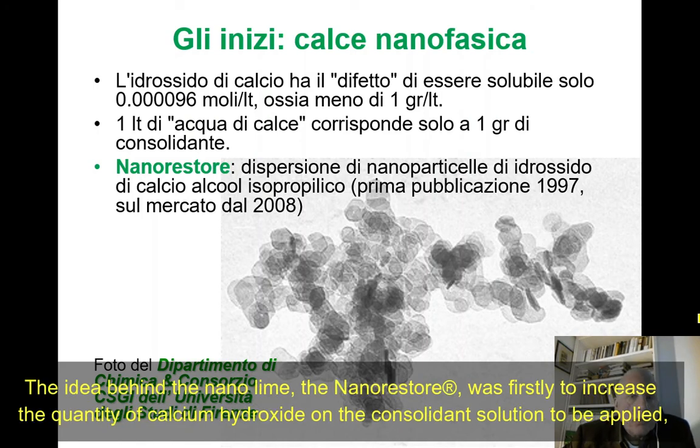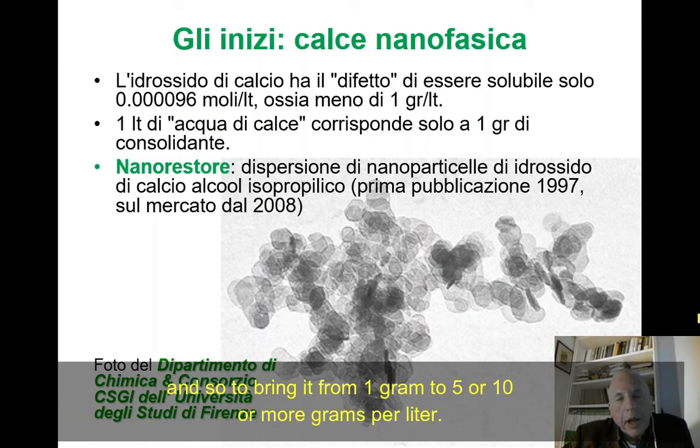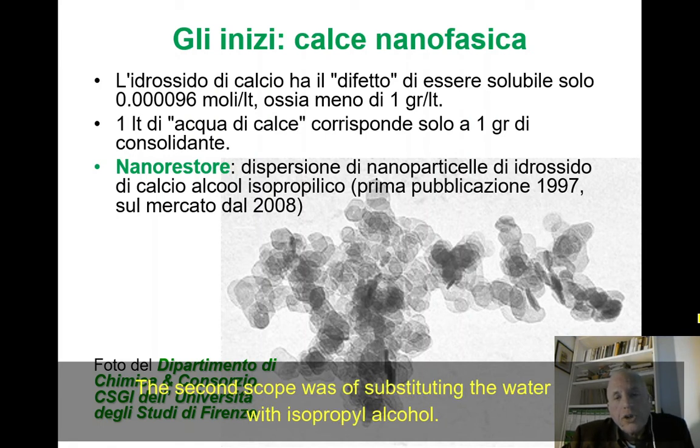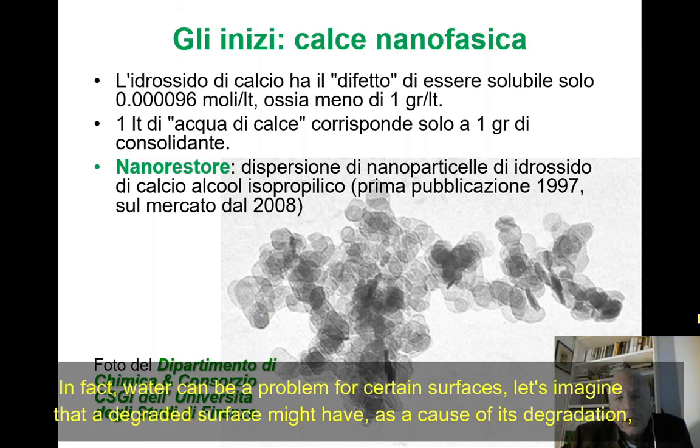The idea behind the nanolime, the nanorestore, was firstly to increase the quantity of calcium hydroxide in the consolidant solution to be applied, and so to bring it from 1 gram to 5 or 10 or more grams per liter. The second scope was of substituting the water with isopropyl alcohol. In fact, water can be a problem for certain surfaces.